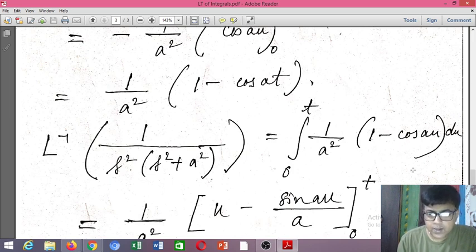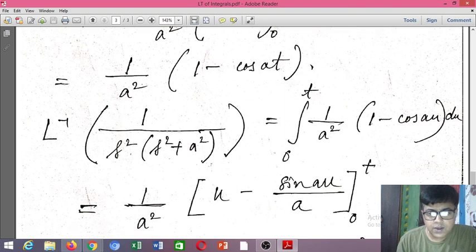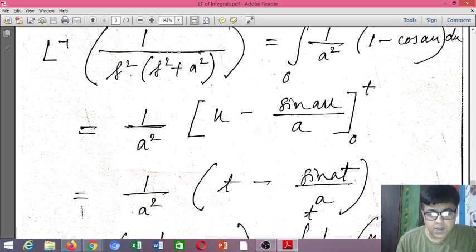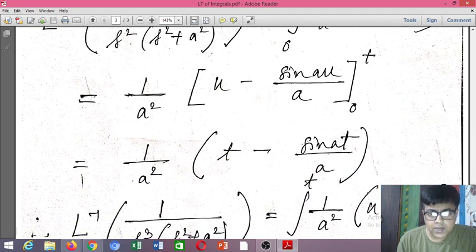So I just do it. Again, it's simple integration. If I integrate, I keep 1 by a square outside. It is u minus the integration of cos a u, which is sin a u by a, because the coefficient of u is a, so a comes down. So u minus sin a u by a, limits are from 0 to t. I put the limits using the fundamental theorem. So I get 1 by a square into t minus sin a t by a, because the lower limit is 0 and sin 0 is 0. So I get t minus sin a t by a into 1 by a square.